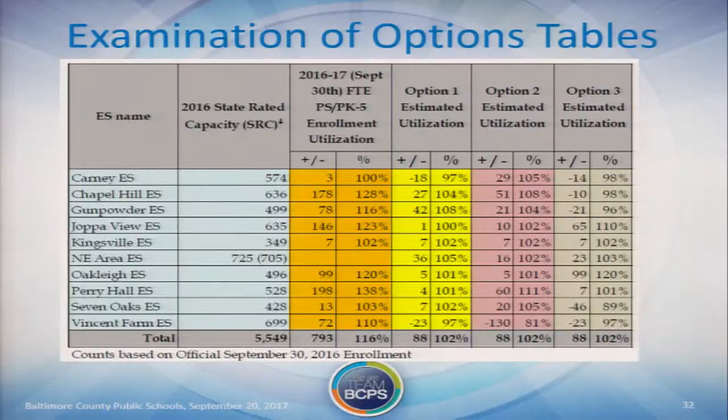We've given you some data also, the same data, but looking at it a little bit differently in terms of utilization. So instead of enrollment numbers, this shows you the percent utilization for each school. So you've got currently, and then in each option, what is the utilization? And you'll notice it's 102% because we have the Northeast Area School in play in here. And you can see in the options that there are not many schools below 100. In a couple of cases, they are. You'll see that Vincent Farms is on the lower side in a couple of options to try to be more proactive because they have some of the greatest growth potential in the area.